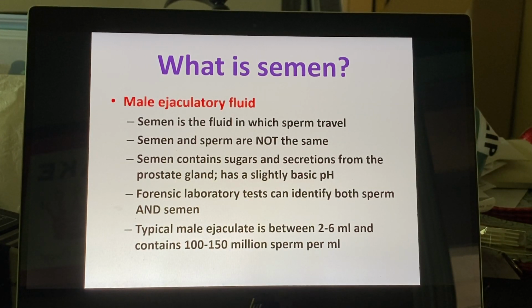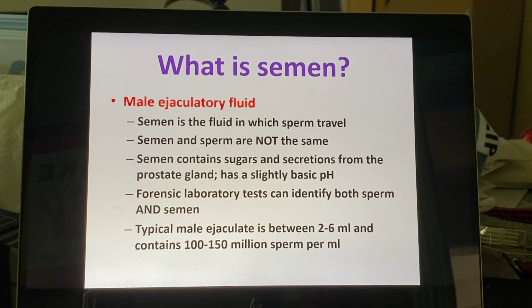Okay, so first of all, let's talk about what semen is. Semen is the fluid that a male ejaculates, and semen and sperm are not the same thing. And we actually have confirmatory tests for both sperm and semen. Okay, so you can have semen that doesn't have sperm in it. A man who has had a vasectomy still can ejaculate, but there's just not going to be any sperm present in that semen. Semen is technically defined as the fluid in which sperm travel.